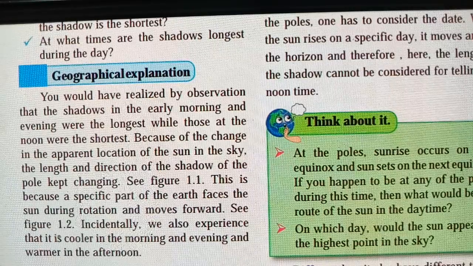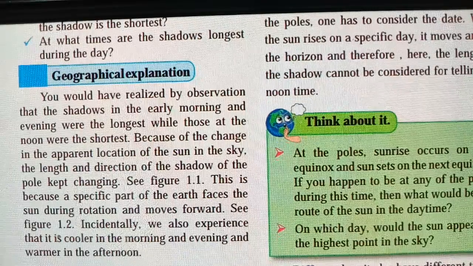See figure 1.2. Incidentally, we also experience that it is cooler in the morning, and in the evening it is warmer in the afternoon. As you all know, in the morning we are having a cooler type of climate, and in the evening we are having warmer. So there is no heat actually in the afternoon.